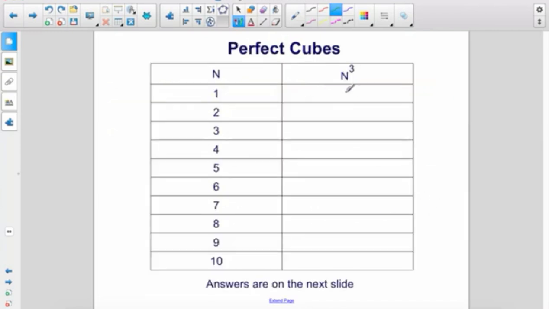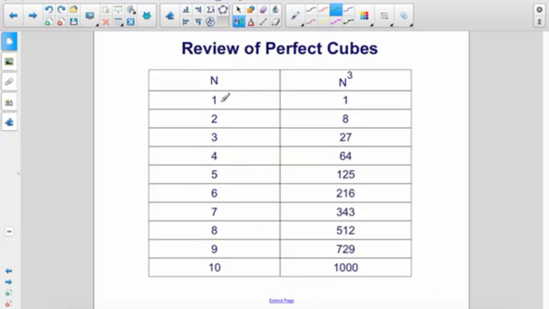Go ahead and find the perfect cubes of all of the whole numbers between 1 and 10. 1 times 1 times 1 is 1, whereas 2 times 2 times 2, well, 2 times 2 is 4, times 2 is 8, and so on. So 7 times 7 times 7 equals 343, 9 times 9 times 9 is 729, and so on.